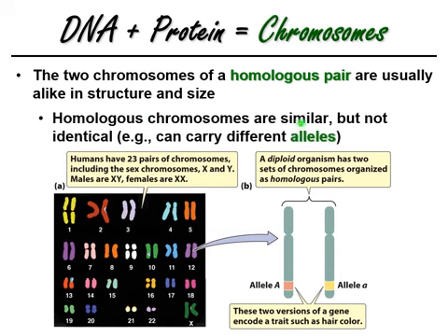So homologous chromosomes are similar, but not identical, because they can carry different flavors of genes, different alleles. We're really oversimplifying here, but let's say that these two versions of a gene encode a trait such as hair color, right? Let's go with auburn hair because it's A. And then this would be like blonde hair, so it's not auburn, and that's why it's lowercase a.